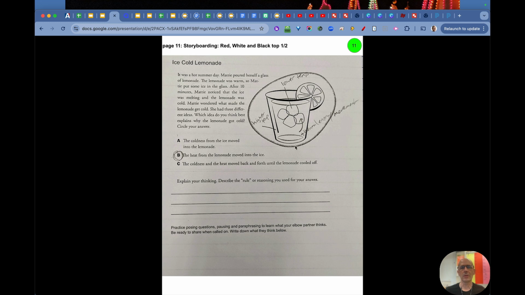And so basically, it's an example of heat, where thermal energy always moves from an area of higher temperature, which is the lemonade, to the area of lower temperature, which is the ice cubes. So that's the way thermal energy moved. So that's what we labeled in our diagram. So that was a good review.